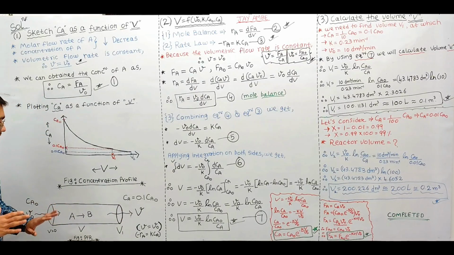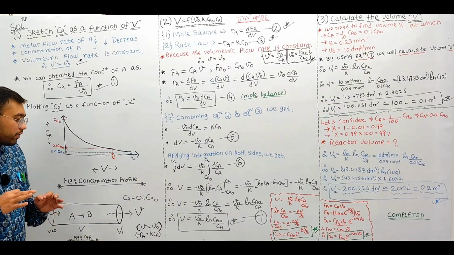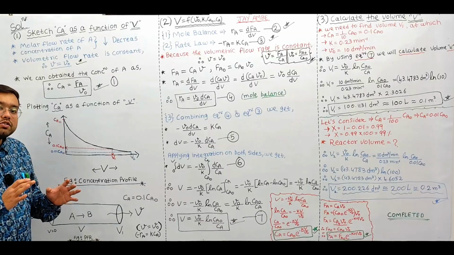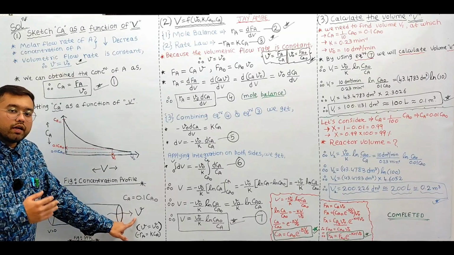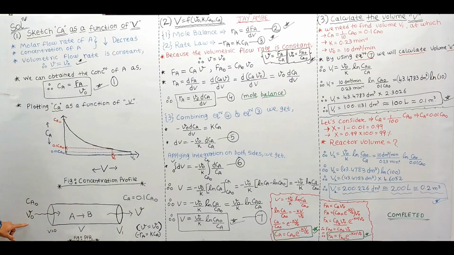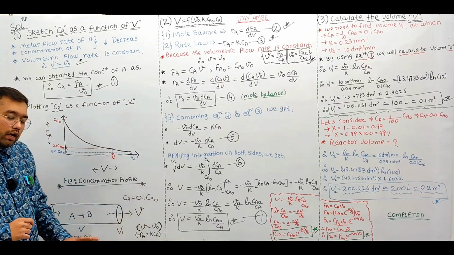I hope up to here it is clear. So here they have mentioned in the question that the volumetric flow rates are constant, which means the exit volumetric flow rate from the plug flow reactor is equivalent to the inlet volumetric flow rate which is entering the plug flow reactor, which means nu is equivalent to nu naught, right?